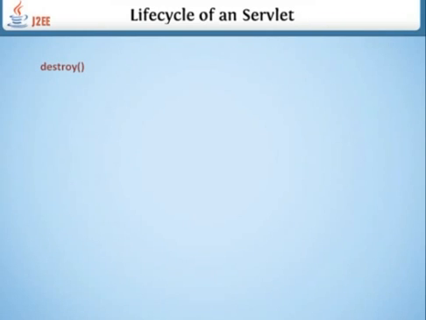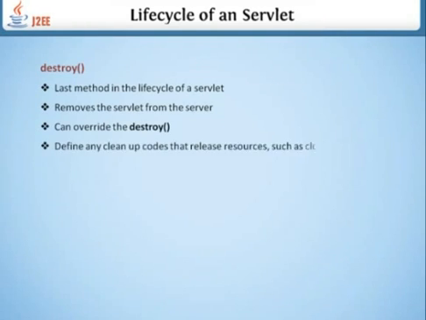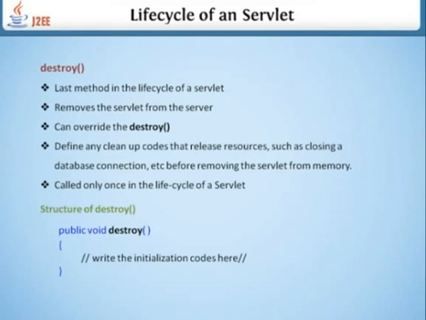And the final lifecycle method is destroy. It is the last method in the lifecycle of a servlet. It removes the servlet from the container, and you can override the destroy method also. Define any cleanup code that releases resources, such as closing a database connection, before removing the servlet from memory. It is called only once in the lifecycle of a servlet. This is a sample code of the destroy method. This is the lifecycle of a servlet.